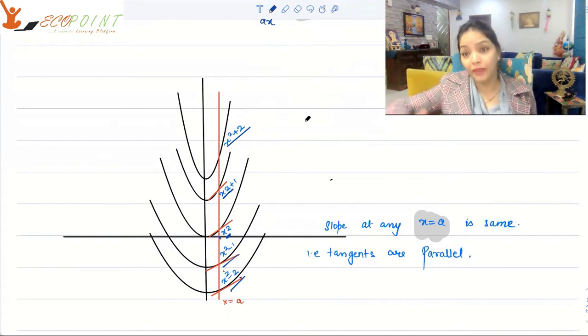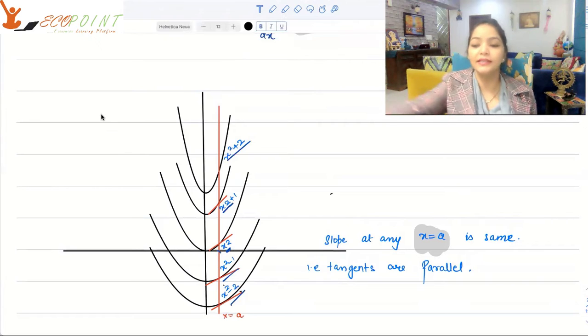So having parallel means that the slope is the same. The slope of all the tangents at a particular point to all these parabolas will be the same. The parabolas are different. They're x square plus 2, x square minus 2, and so on and so forth. So that's the reason why we put that constant c.